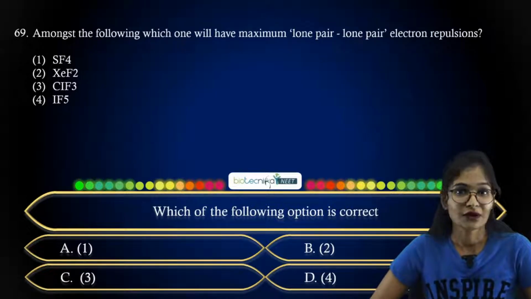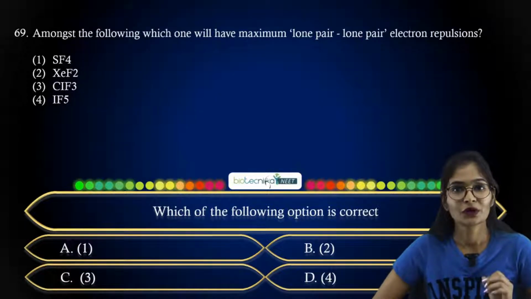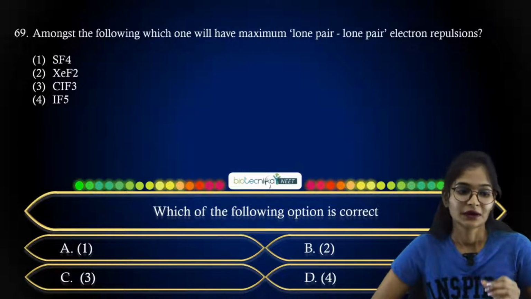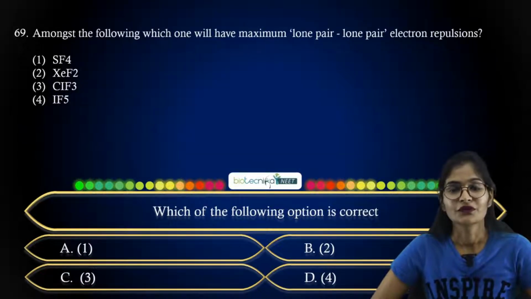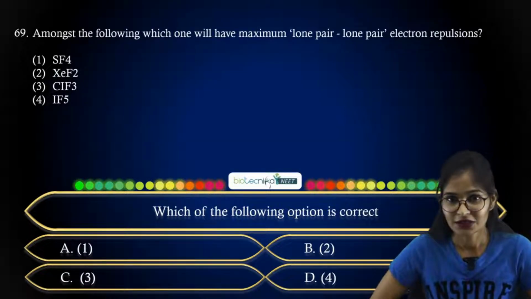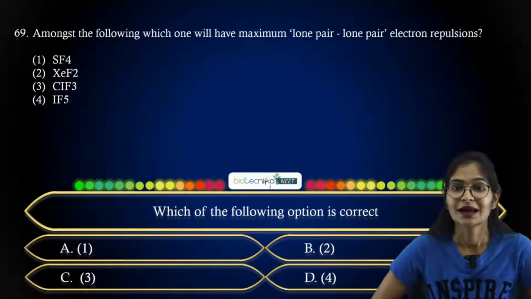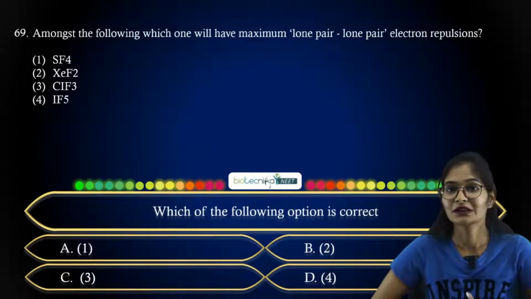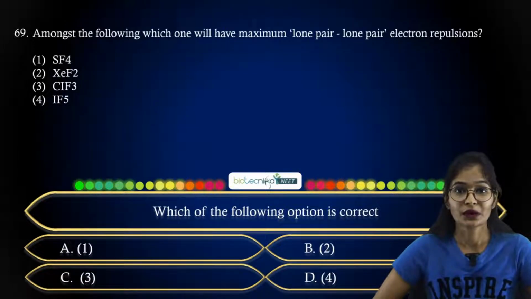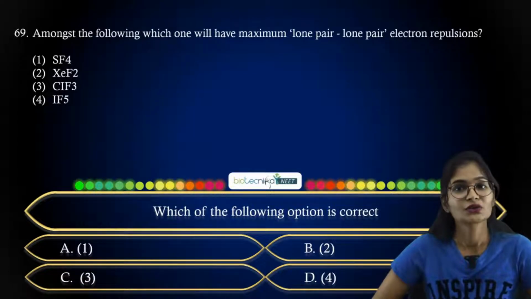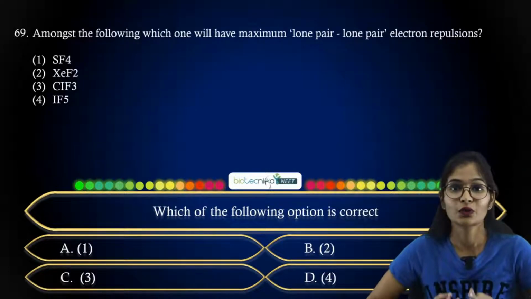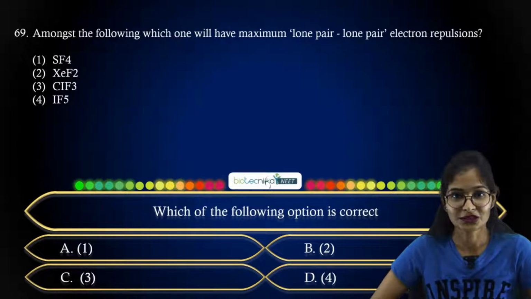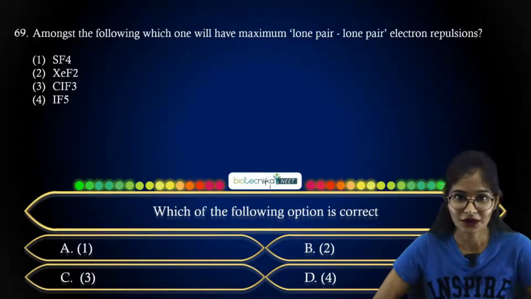If you want to know the lone pairs of electrons on the central atom, the first thing you have to know is the hybridization. What is the hybridization of sulfur in SF4, xenon in XeF2, chlorine in ClF3, and lastly iodine in IF5? You can answer this question only if you know how to approach getting the hybridization concept for each and every molecule.